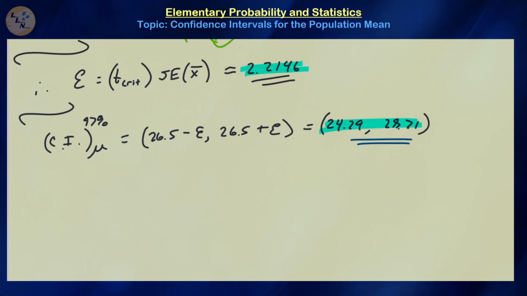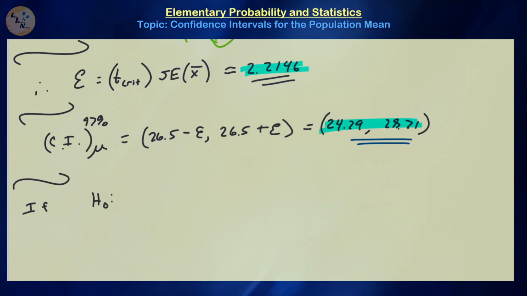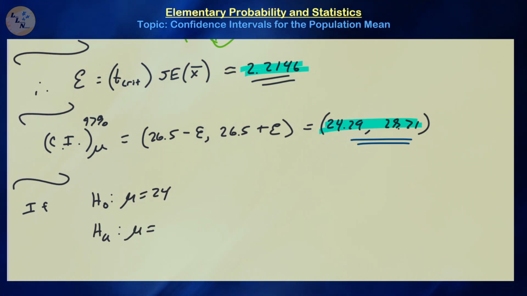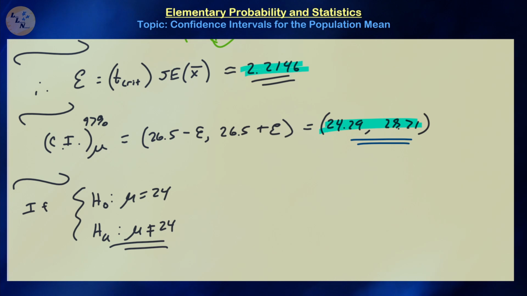Now, how are we going to use this for hypothesis testing? Let's assume that the claimed value of mu was 27, and therefore let's also assume that we're using a two-sided alternative, in particular mu is not equal to 24. Since we're using a two-sided alternative, that gives us that picture of a two-sided level of confidence.